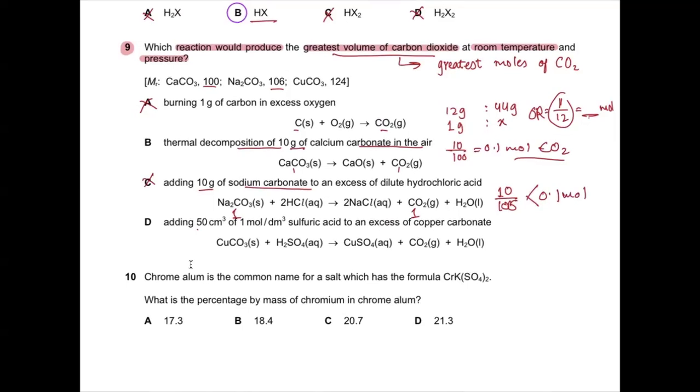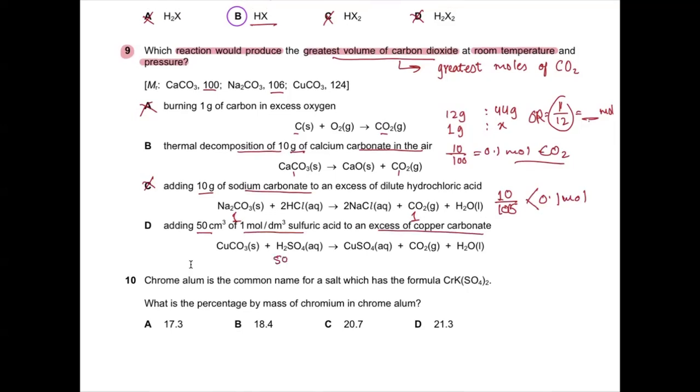Now, 50 centimeter cube of 1 mole per dm cube sulfuric acid added to an excess of sulfur. So 50 means 0.05 times 1. So the moles we are going to get over here is 0.05, and the mole ratio is the same. So it means the same moles of carbon dioxide we are getting, which is lesser than 0.1. So D goes wrong as well.